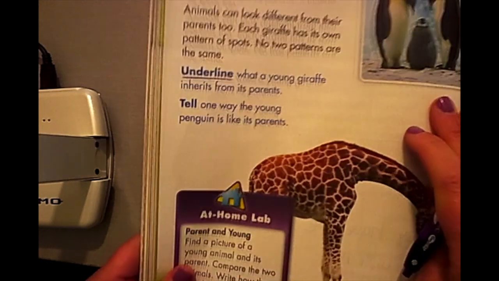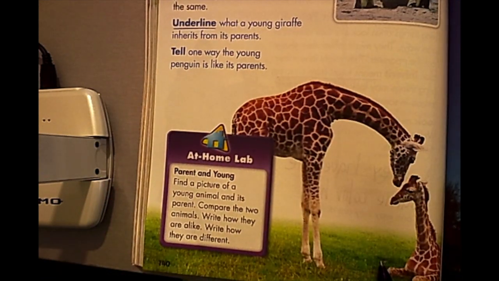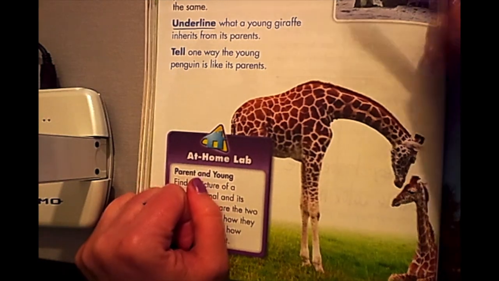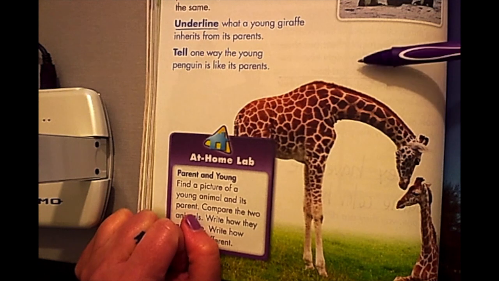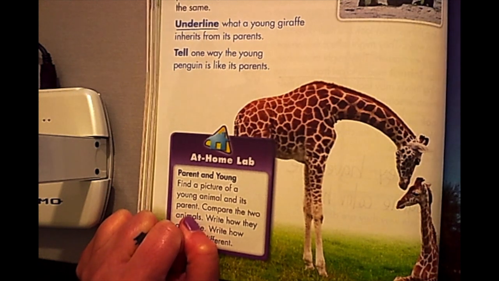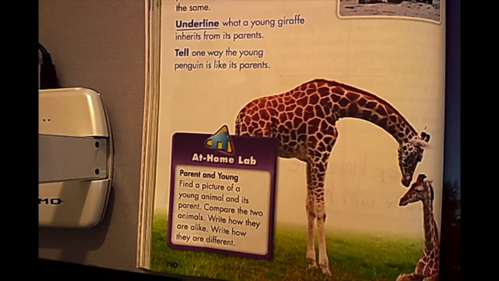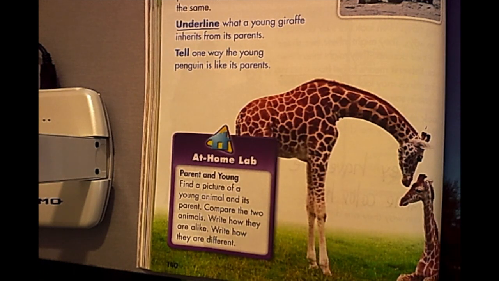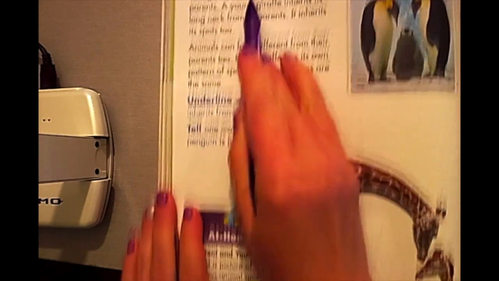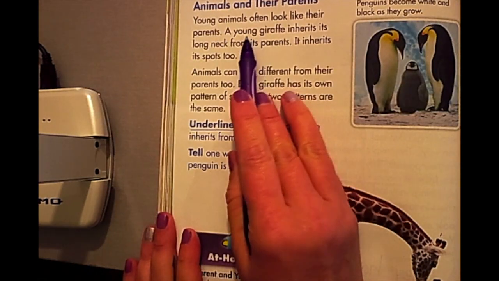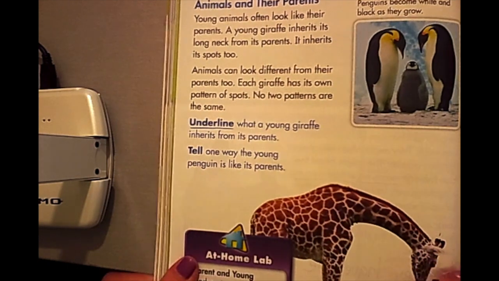Okay, so if you look, now we know some babies do not look the same as their parents. For example, a caterpillar does not look like an adult butterfly. A frog does not look like the tadpole when it comes out. It does not look like the adult. So this is not true for all animals, but often, up at the top, they often, right here, look the same, but not always.